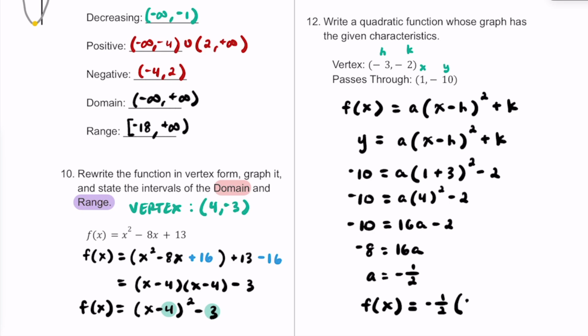multiplied by the quantity of this x. And then what did we say it was going to be? Plus 3, right? That's that h value. It's minus negative 3 or plus 3 squared. And then because we had a vertex going down 2, we have a minus 2 over here. This right here would be a quadratic function that passes through that (1, negative 10) point and has the vertex of (negative 3, negative 2).